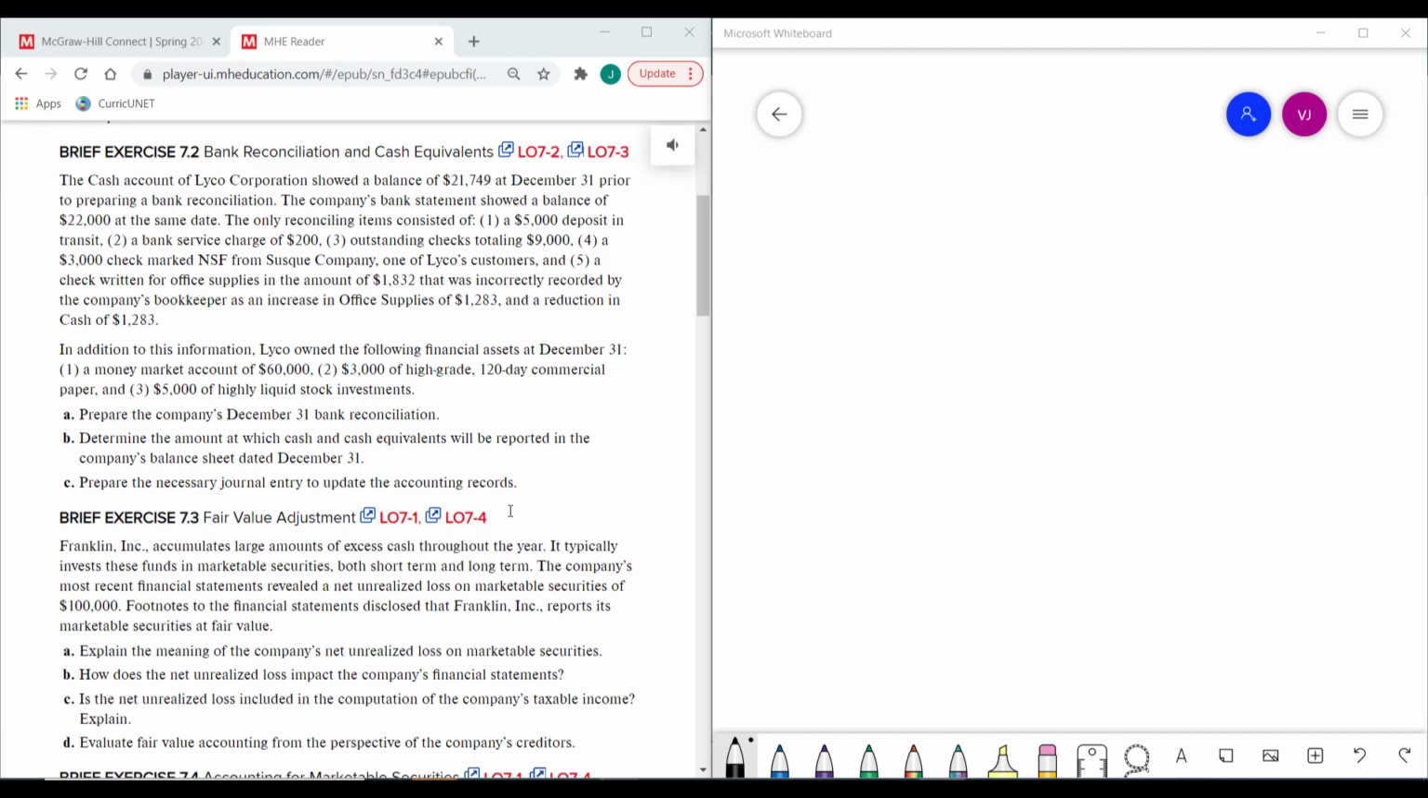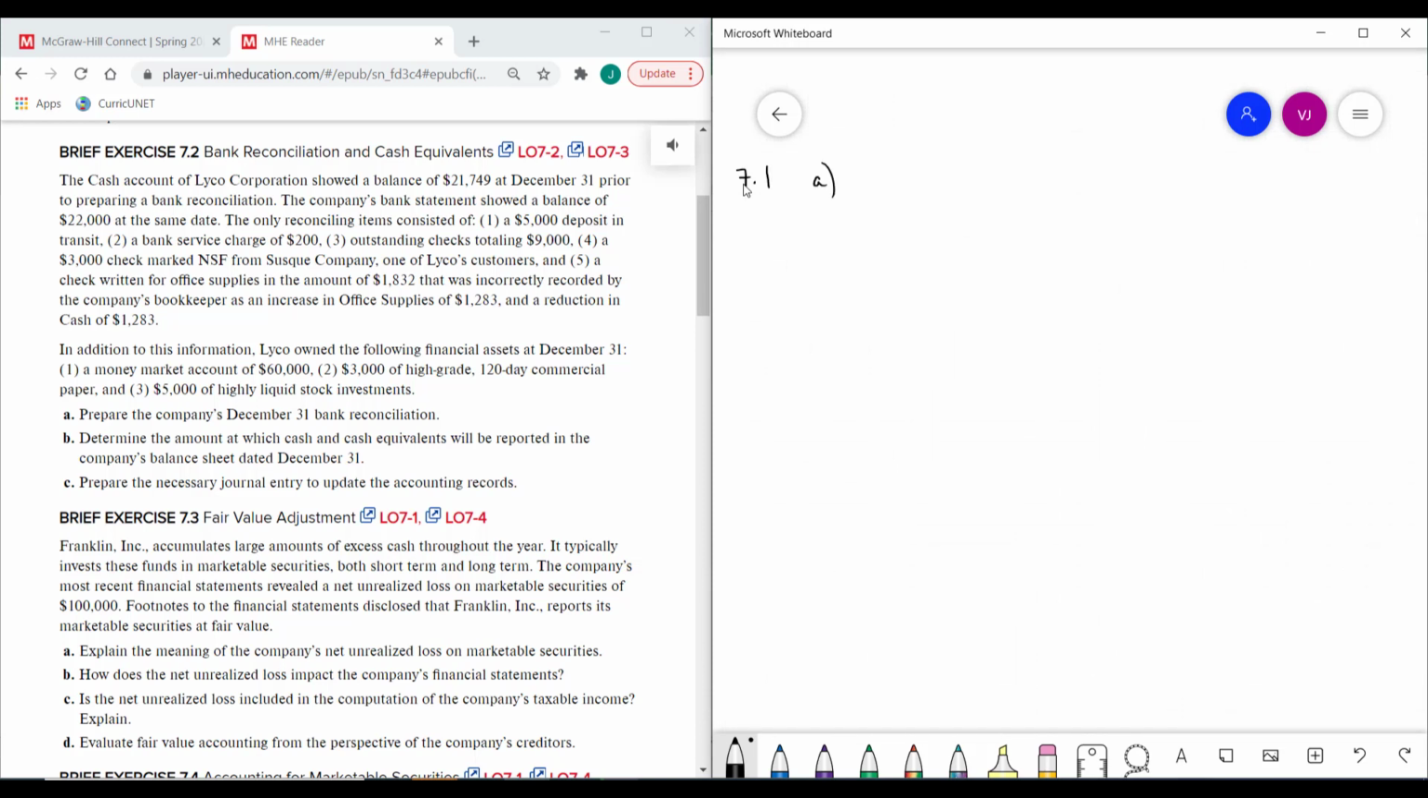In addition to this information, LICO owned the following financial assets at December 31st. 1, a money market account of $60,000, 2, $3,000 of high-grade 120-day commercial paper, and 3, $5,000 of highly liquid stock investments. So that little extra bit there that they tell us of its financial assets, we can ignore that for the purpose of the bank reconciliation. So that's what we want to do first. So for A, it's asking us to do the bank reconciliation first.